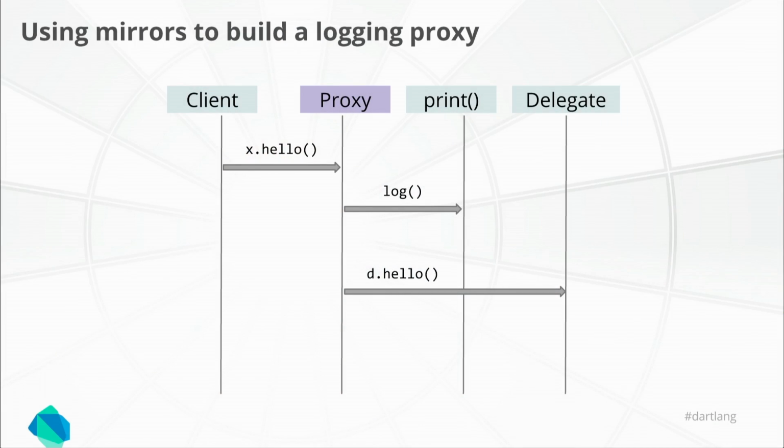How might we use this? Well, here's an example of creating a logging proxy. Say I have some client code that wants to call hello on some object, but I want to go through a proxy that logs all these calls. So it's going to hit the proxy first. It's going to print out some sort of logging statement. Then it's going to delegate the actual hello call back down to the true delegate object. Let's see how we do this with mirrors and reflection.